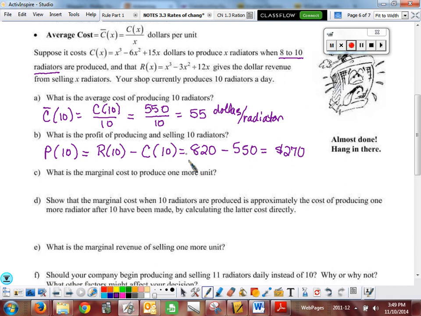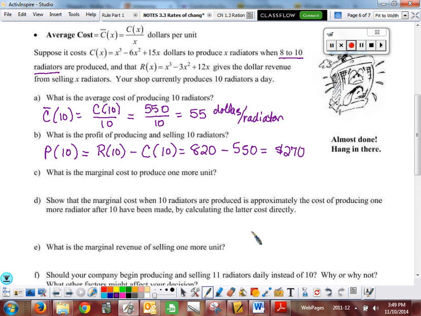So we must have probably an $82, we're selling them for $82 apiece. It's costing us $55 each to make those 10 radiators at that moment in time. So we are making a profit of $270. Now, the question that comes up is, should I go ahead and make one more radiator? If I could push my people to make that one more radiator, is that going to be beneficial to me? Do I want to expand my business?